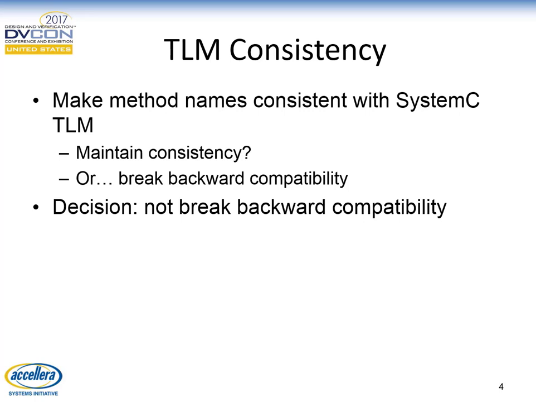One of the first topics that came up is the consistency with the System C standard. What should we do there? One is semantics of System C, and the other is trying to deal with language issues. System Verilog and C++ are different languages, and fundamentally they don't fit together. So we decided to not break backward compatibility. So we're going to keep things as much the same as we can.